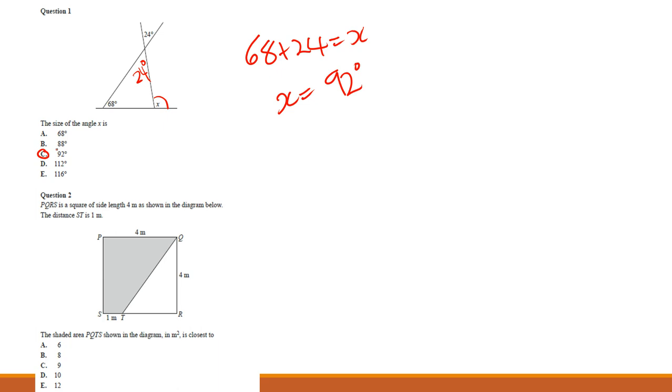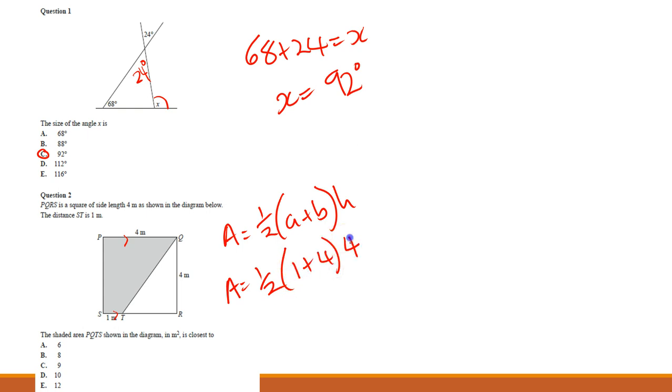67% of the state got that right. Question 2. Find the area of the grey shaded section. So that is a trapezium, two parallel lines. So area is half A plus B times height. Half the parallel sides are 1 plus 4, and the vertical height between them is 4. Put that in your CAS calculator, the answer is 10. So D, and 73% of the state got that one right.